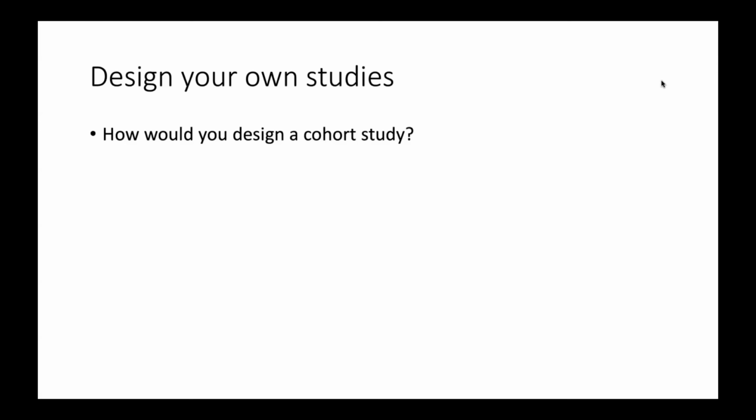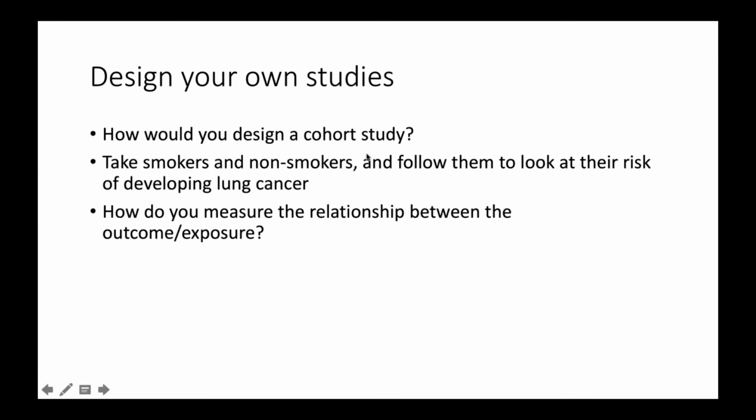Yeah, and again, it's not really who develops it, because presumably both groups are going to develop it, but you're looking at the rate of developing lung cancer. No study is going to be like everyone gets the disease in one group, no one gets the disease in the other group. That's pretty uncommon. It's the rate of the disease. But yeah, good. And then Patricia, how would you measure the relationship between the outcome and the exposure? The relative risk. Yeah, good, exactly.